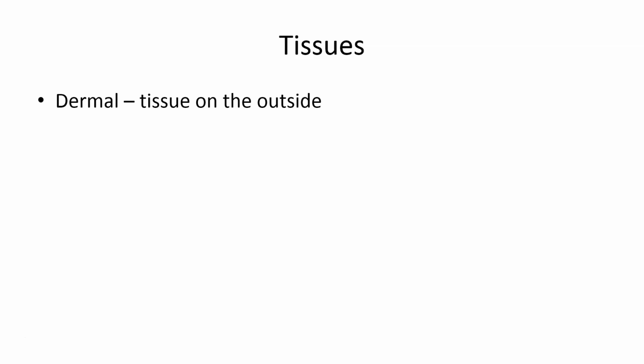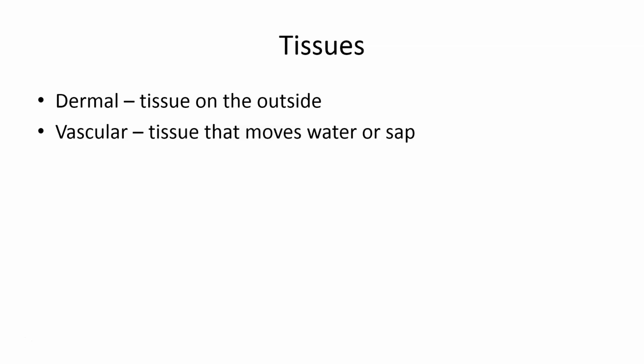One is dermal tissue. Dermal tissue, outside. Think skin. It's what's on the outside of the organism. Vascular tissue. In the case of plants, vascular tissue moves water or sap. It moves water out of the soil up to the top part of the plant. It moves sap down. Think of it kind of like the circulatory system. The difference is there is no moving pump, and this material takes things in one of two directions. Either it goes up or it goes down.